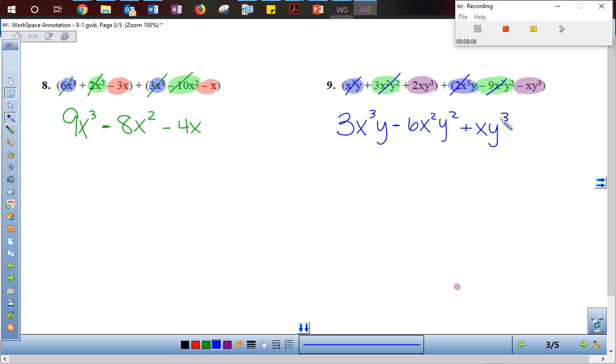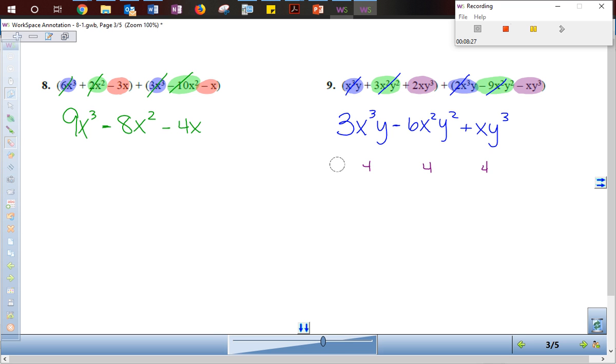Now let's double check that this is in standard form. The degree of my first term is 3 plus 1, which is 4. The degree of my second term is 2 plus 2, which is 4. And the degree of my third term is 1 plus 3, which is a 4. Now they're all the same number, so it doesn't matter what order it is in, so what it's in now is fine.